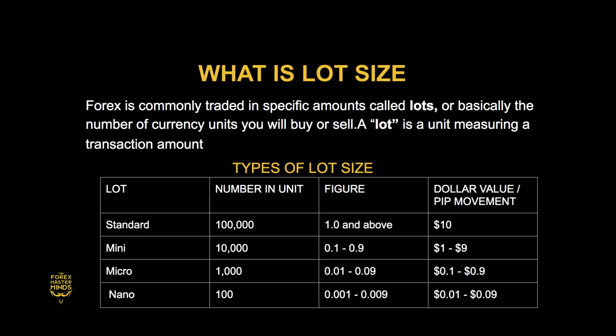So when you use 0.03 lot size, that is the micro lot size, on a trade, and it goes in profit of 10 pips, you get to make 30, that's 300 cents or $3.